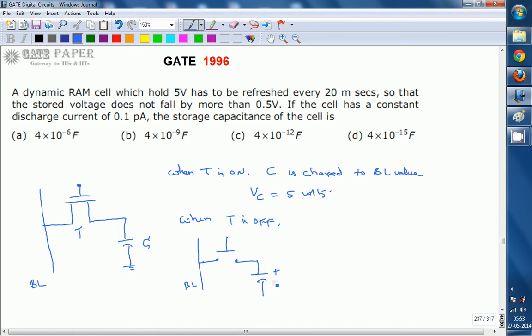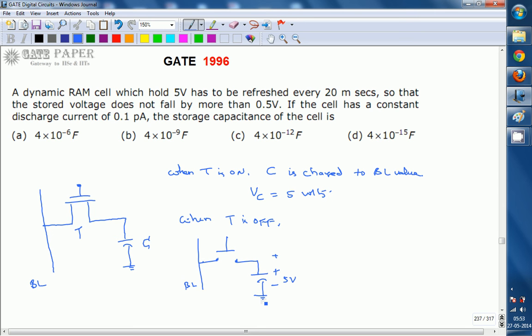The capacitor voltage is already 5 volts. What we expect is that whenever the transistor is off, there is no relation between drain and source. They become an open circuit, so there is no discharge path for the capacitor, and the capacitor maintains the previously stored value of 5 volts. But this no longer holds exactly.